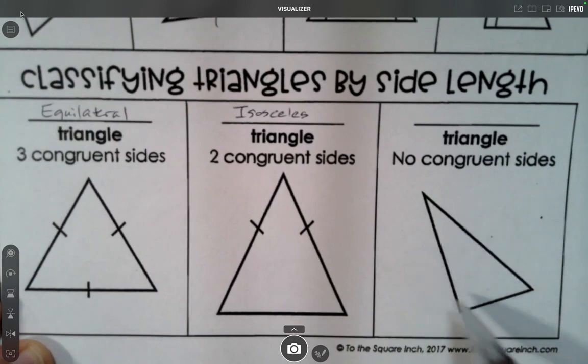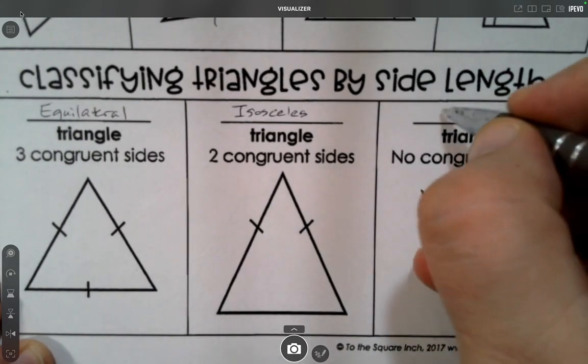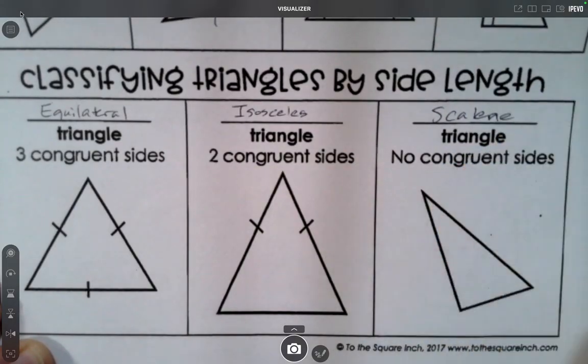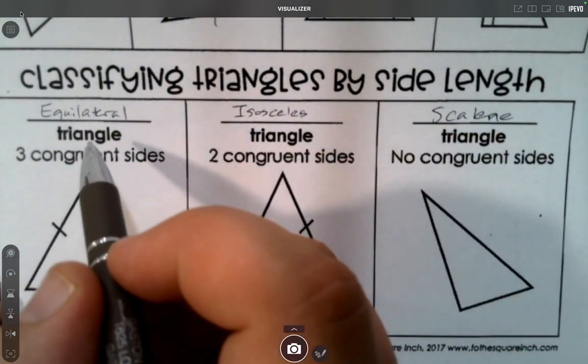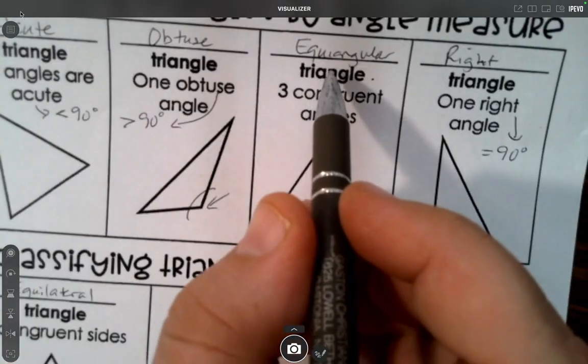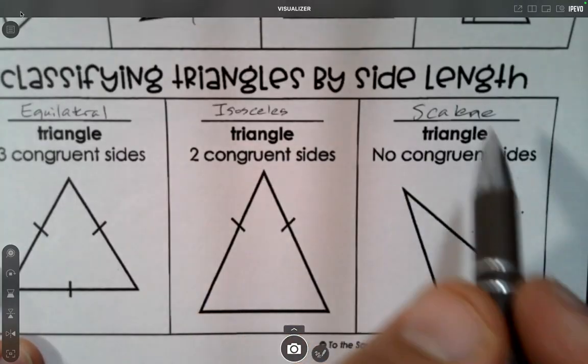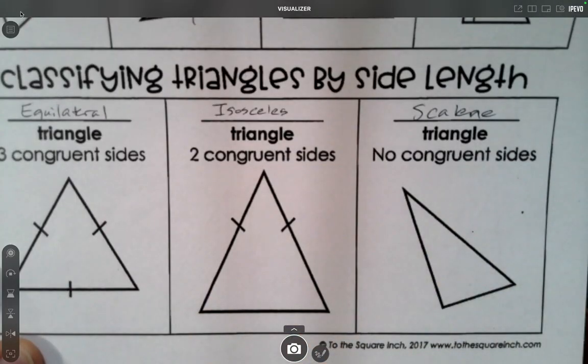And the last kind is also a fun word. So none of these sides are congruent. So that's when it's scalene. I'm sad to say, while I can explain what equilateral means in equiangular, I'm not exactly sure where the word isosceles comes from or scalene. I should talk to the ELA teachers about that. Maybe we can find out.